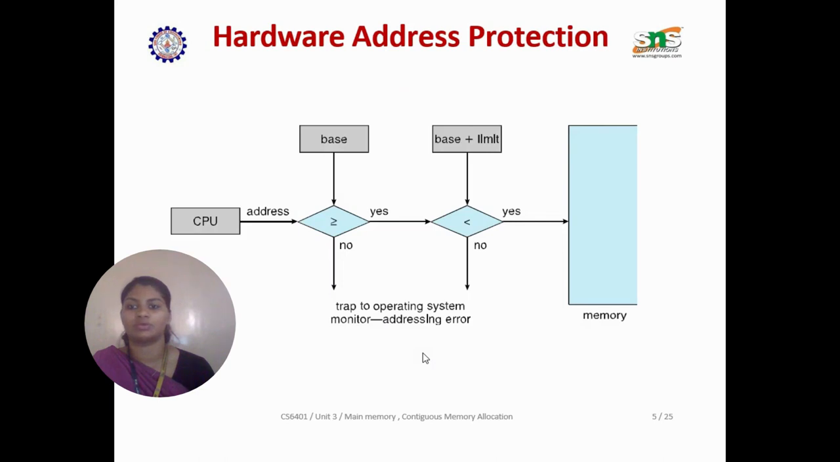Hardware address protection: the CPU creates an address and compares it with the base. If it is greater than or equal to the base, it then compares with the base plus limit. The address must be less than base plus limit.